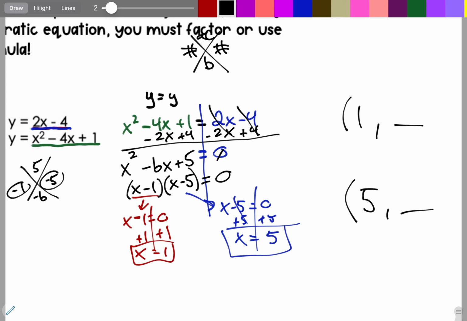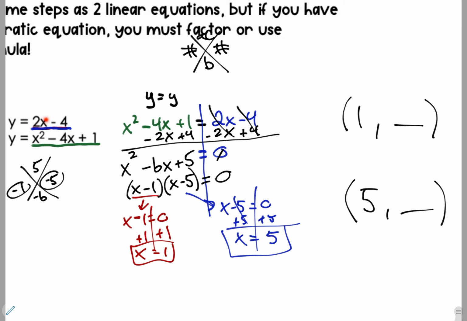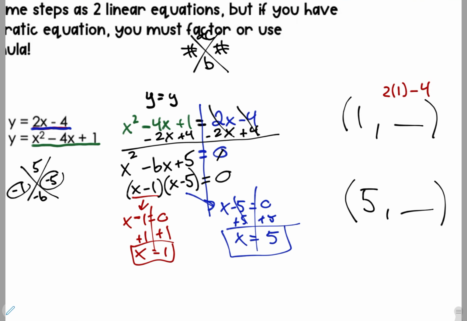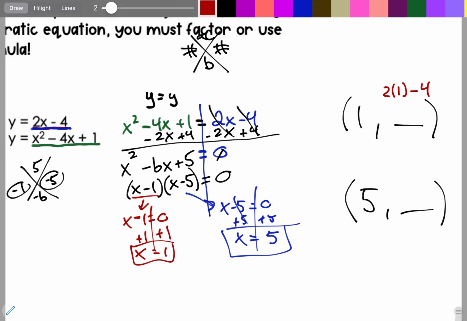Now what are my y values? I can use any one of these right here. I'm going to use the linear one. I'm going to type this into the calculator. First one being 2x minus 4. Again, use your eyeballs. 2x minus 4. I said x is equal to 1, so it's 2 times 1 minus 4. I put this into the calculator. You'll get 2 minus 4, which is -2.